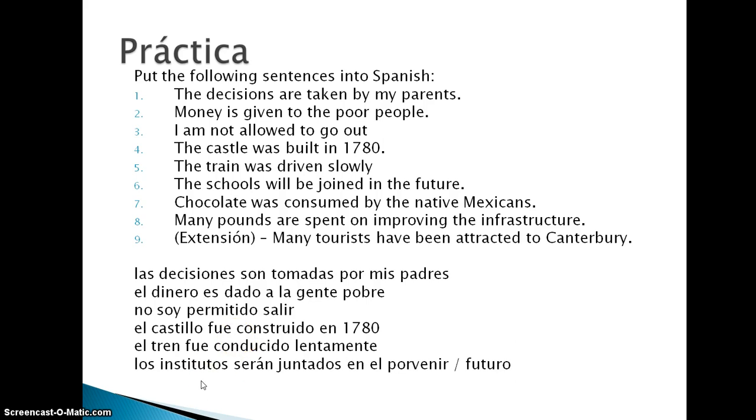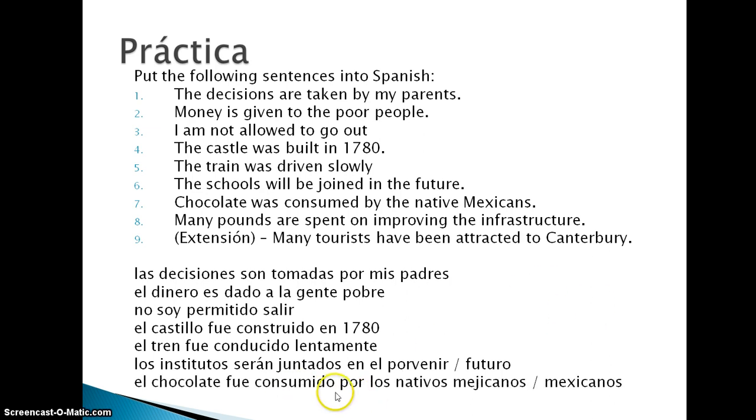The schools will be joined in the future. So los institutos serán juntados. Future tense now. Future tense of the verb to be. Juntados because it's institutos and masculine plural. And you can use either el futuro or el porvenir. Porvenir is quite a nice one to use because it doesn't look like futuro. Might give you some extra marks.